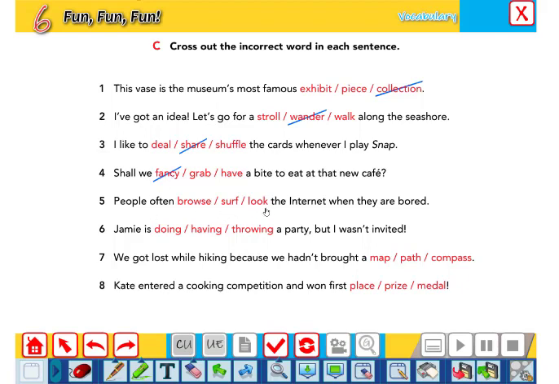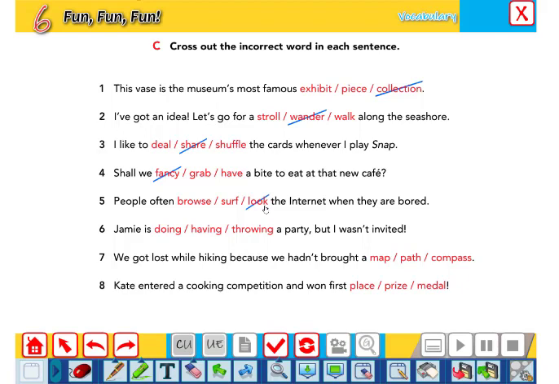Number five: people often browse or surf or look the internet when they are bored. We know for sure that, guys, when we are bored, we always go for the internet. We can say we look up the internet for information, but here it doesn't say look up, it just says look the internet. We can't look the internet, we can look up the internet. This one is incorrect, let's circle it.